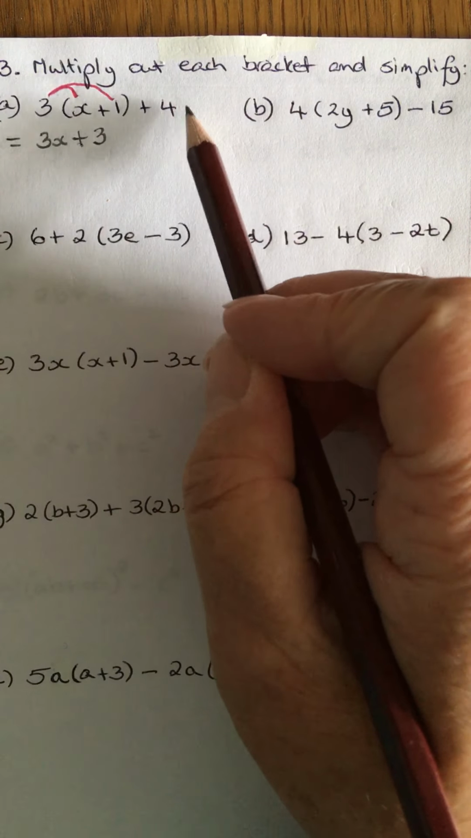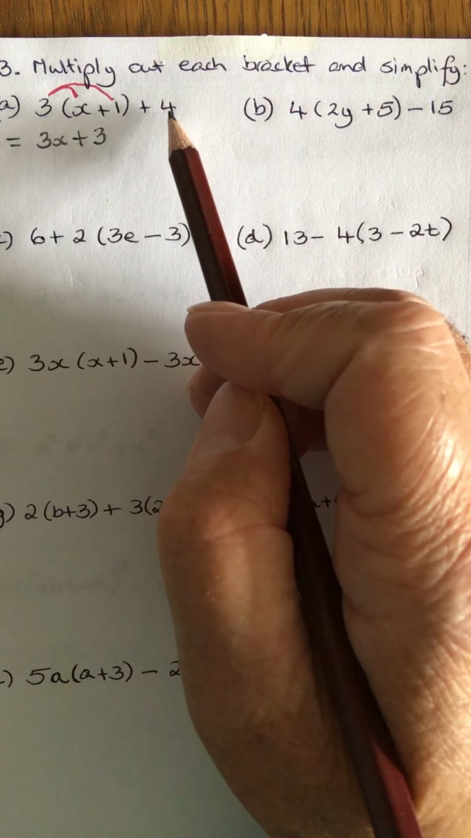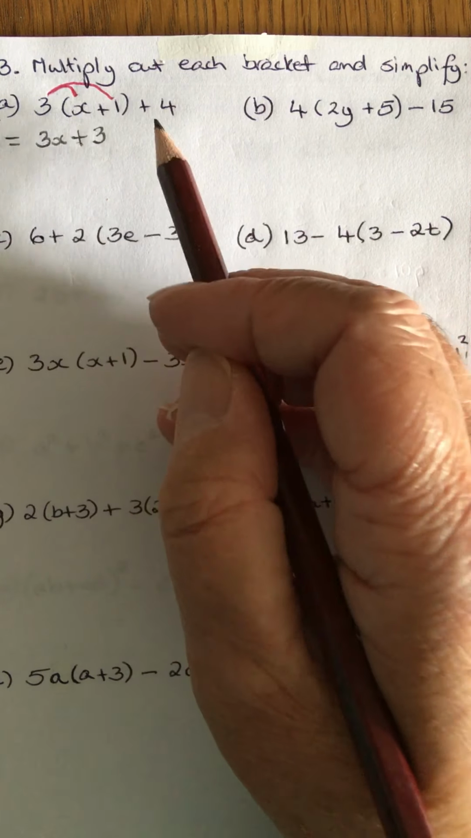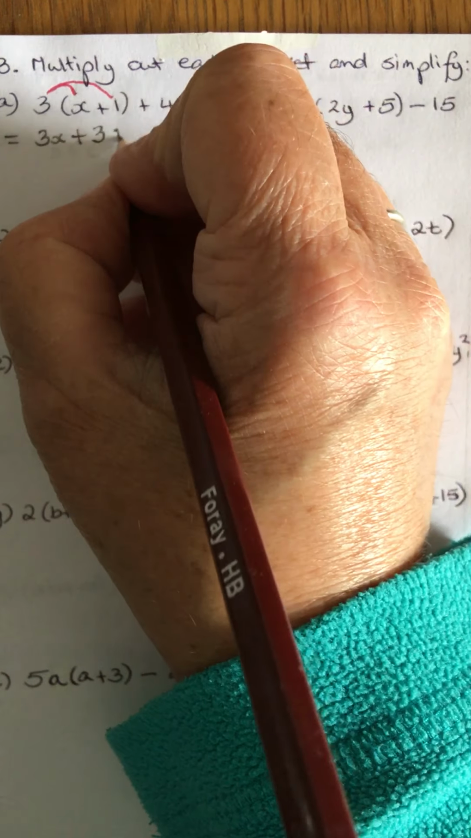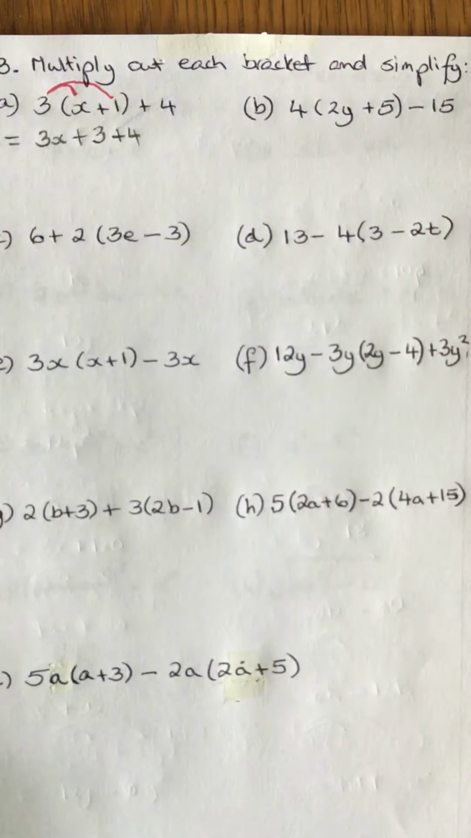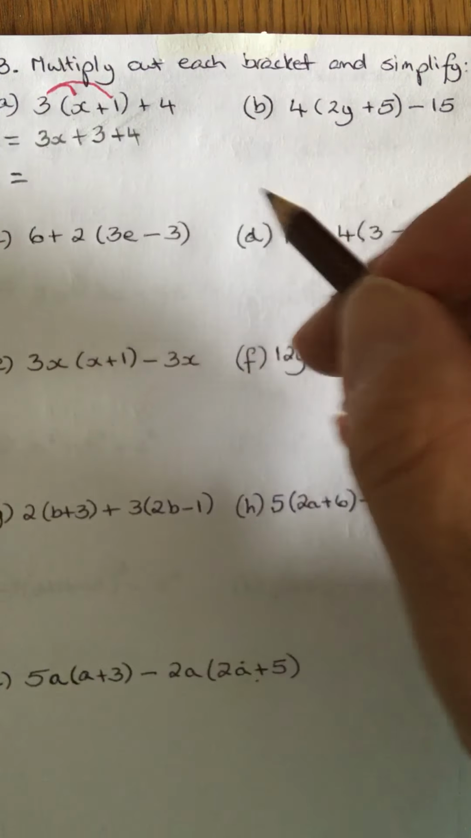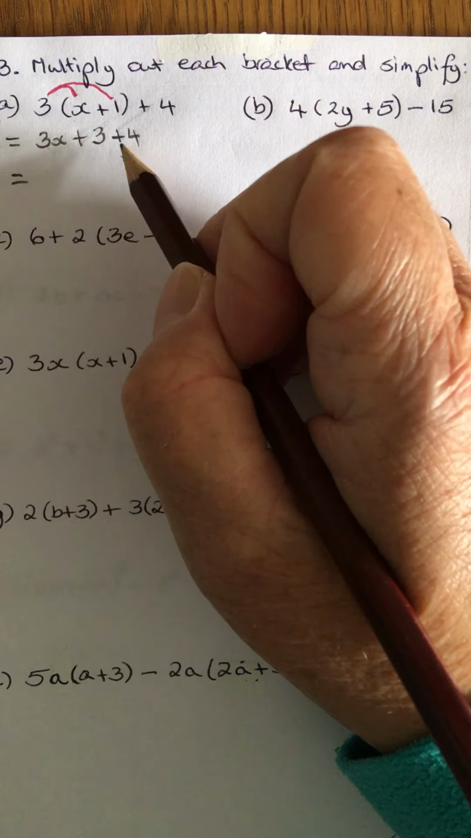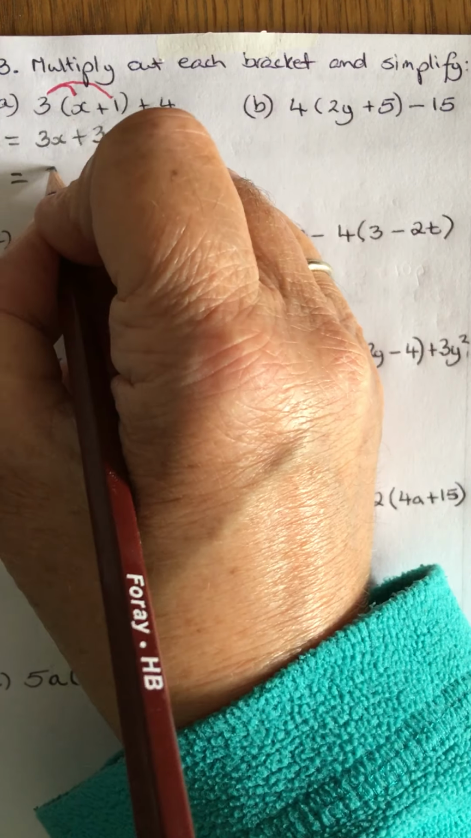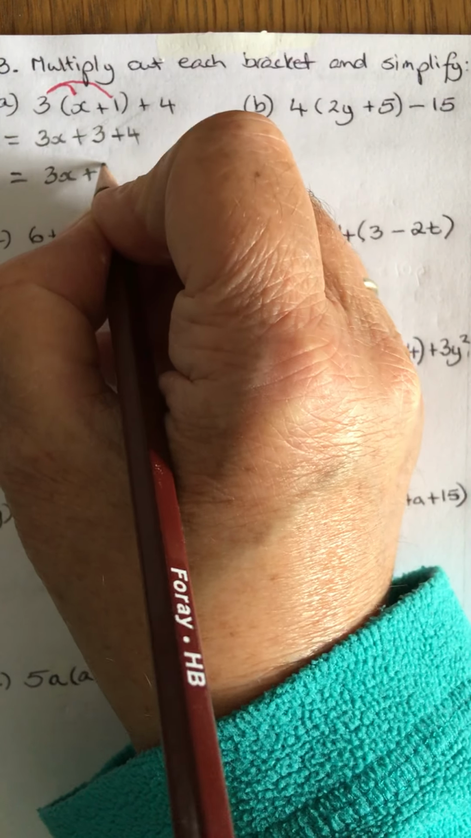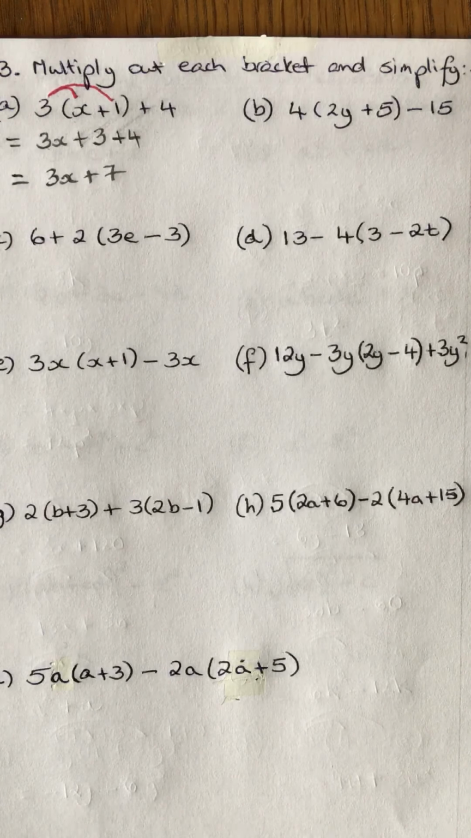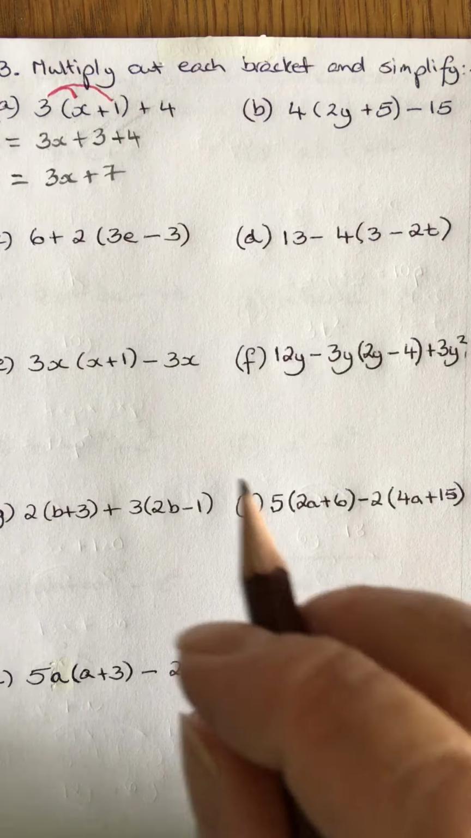Now, you do not multiply the 4 by the 3 because the 4 is not inside the bracket. So that just stays as a plus 4. Okay? So, tidying this up, we've got this 3 plus 4, which adds to 7. We end up with 3x plus 7. Right, the next question.